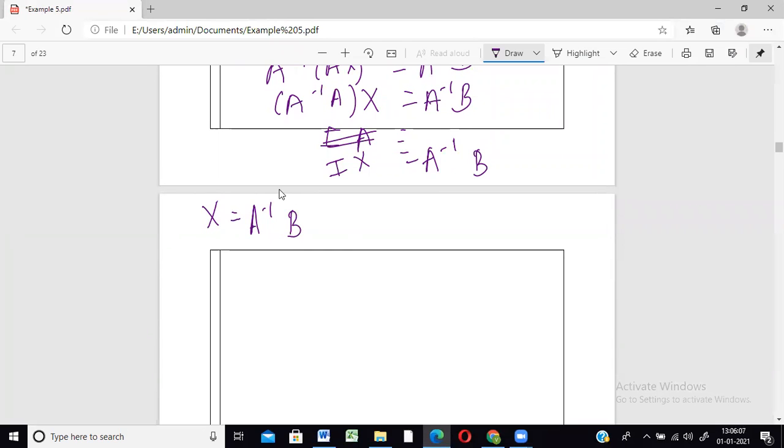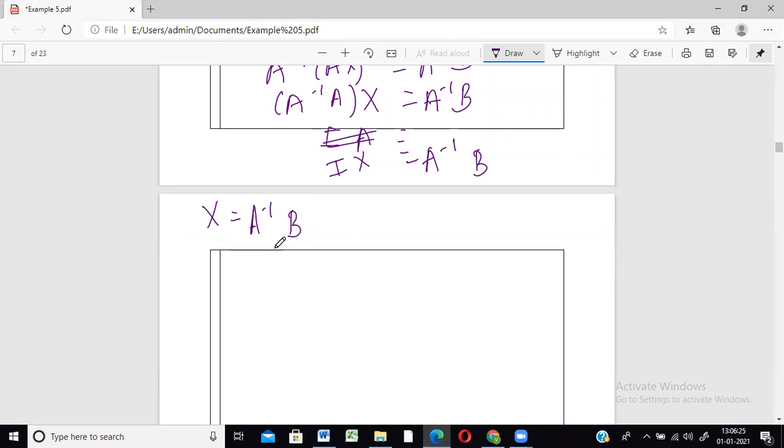So now if we find the value of A inverse, see, we need to find out the value of X. B ka value we already know, B matrix. And this A inverse ka matrix, if we find it, then easily we can find out the value of X, right? So what we will do now, we can find out the value of A inverse.